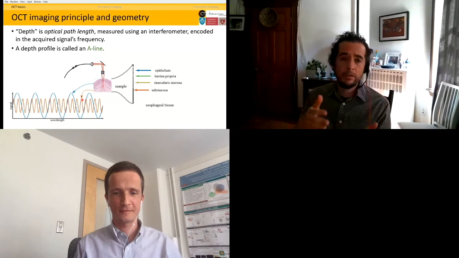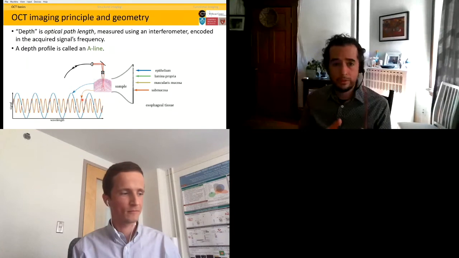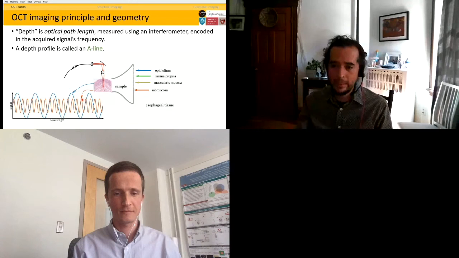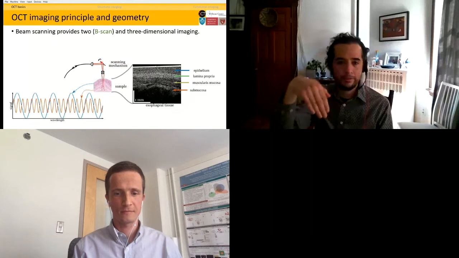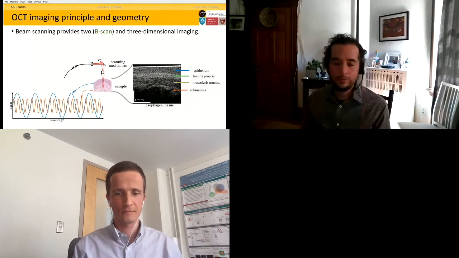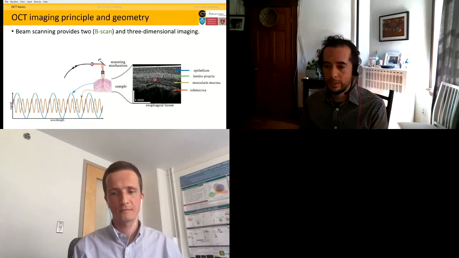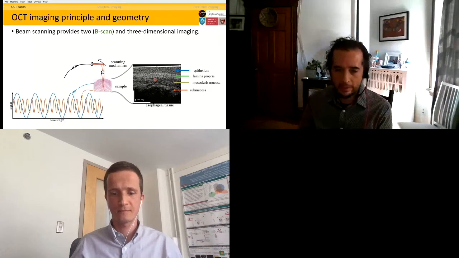So essentially what we do is calculate a Fourier transform of the fringe that we acquire in order to reconstruct a depth profile of the magnitude of the reflectivity of the sample that I'm displaying here. And then most systems are provided with scanning mechanisms to displace the beam laterally across the sample so that we can create two-dimensional images called B-scans or three-dimensional images. In this case, for example, I'm showing what a B-scan of esophageal tissue would look like, in which we can appreciate very clearly the different layers that we have here.